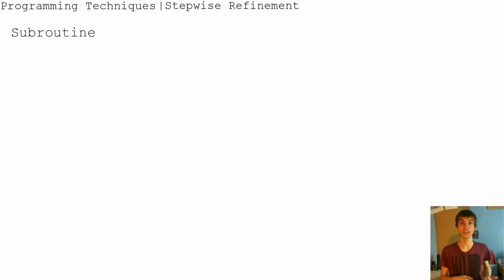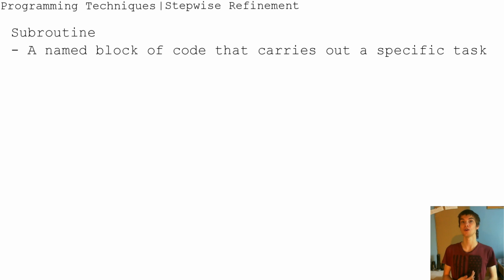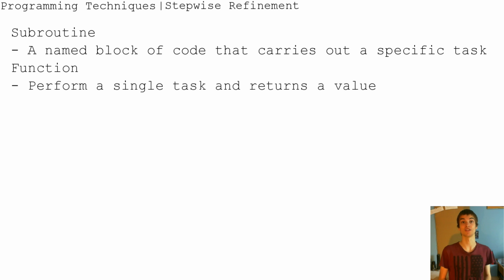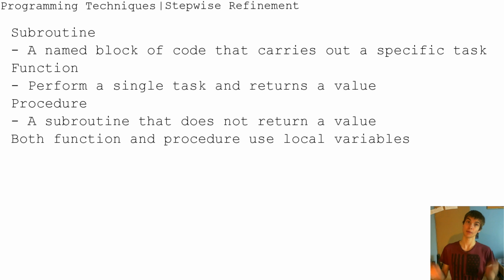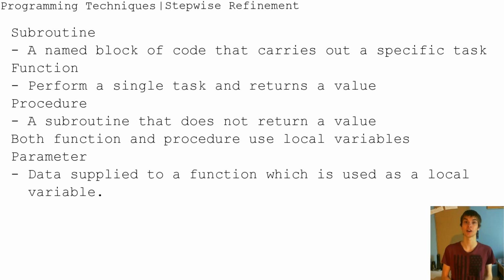So there's the subroutine, a named block of code that carries out a specific task. Then a function performs a single task and returns a value. A procedure is a subroutine that does not return a value. Both the function and procedure use local variables. I'll get to that in the next video. A parameter is when data is supplied to a function, which is used as a local variable.